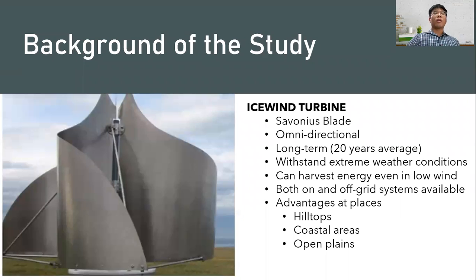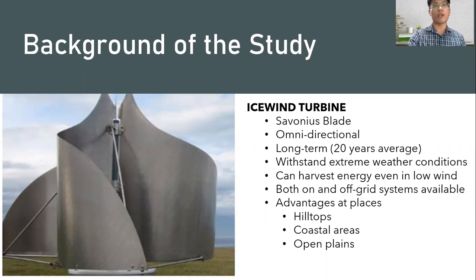Next is the IceWind turbine itself. It has the following features. First feature is that it has a Savonius blade design and it is omnidirectional. It is long term, with about 20 years average lifespan, and it can withstand extreme weather conditions. It can harvest energy even in low wind speed. It is accessible for both on and off grid systems, and it is advantageous on places such as hilltops, coastal areas, and open plains.